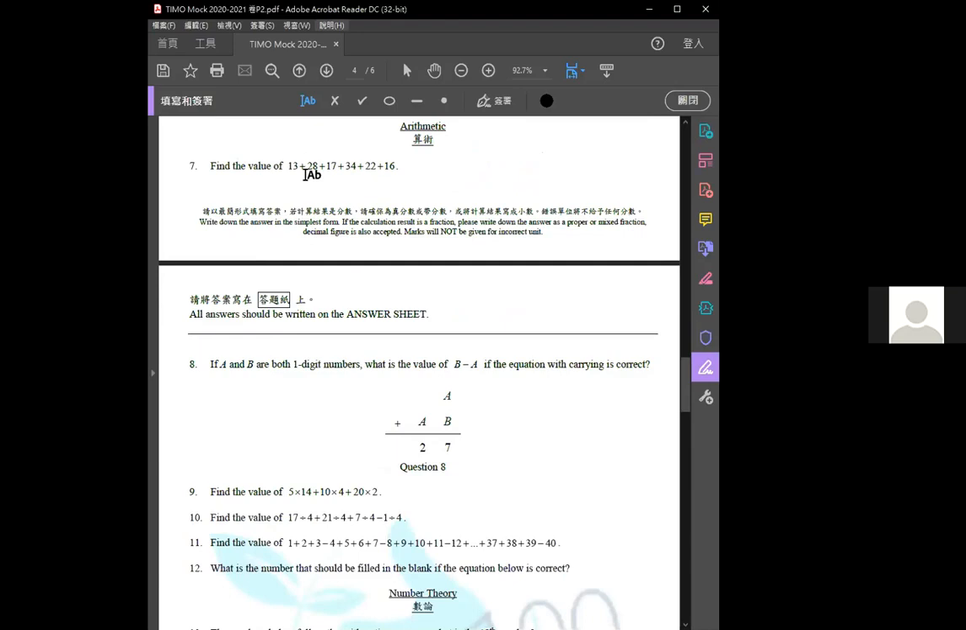So for question 7, as I mentioned, it's easier to calculate when you have all the numbers ending in 0. So in this case, we try to combine two of them to form numbers ending with 0. 28 plus 22 is 50. 34 plus 16 is 50, and then 17 plus 13 is 30. So when we combine them, we have two 50s and one 30, and then it will be much easier for our calculation, and we will find the answer very quickly. It is 130.